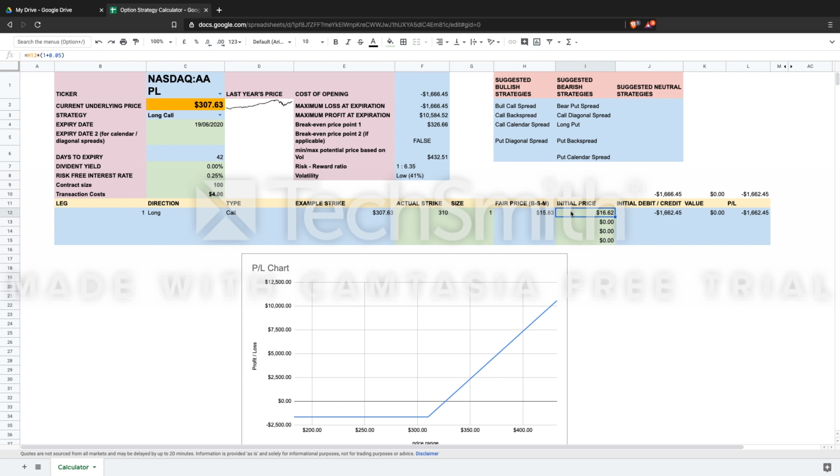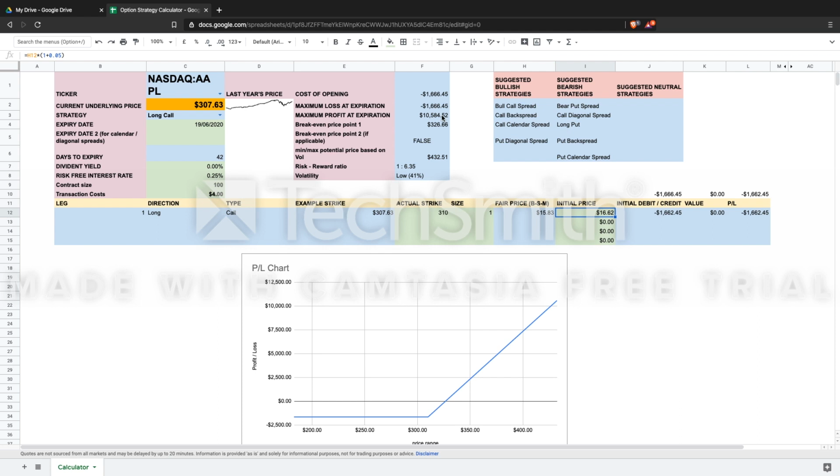Now, once you've selected all these fields, then you can analyze the potential profit, potential loss of your option strategy. In this case, because we're buying a long call, we're net buyers, so we have an initial debit of $1,666. In the case of a long call, the initial debit is also the maximum loss at expiration. So if the stock moves in the opposite direction to what we think, the maximum loss is capped.